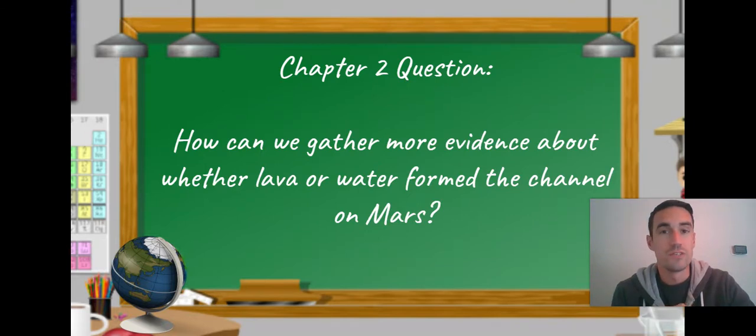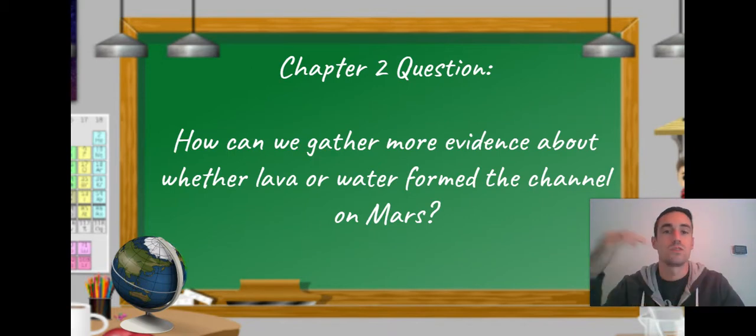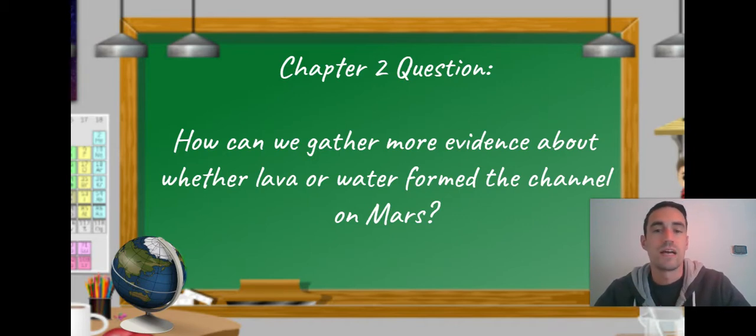We can do that using actual physical models like our stream table that show the difference between a channel that is carved out by water and a channel that is carved out by lava, as well as the difference in how high that channel might start and how steep that hill is. So our big answer to the chapter 2 question was talking about using models in order to actually gather more evidence about Mars.